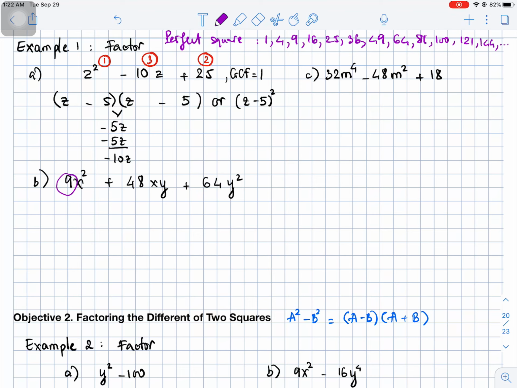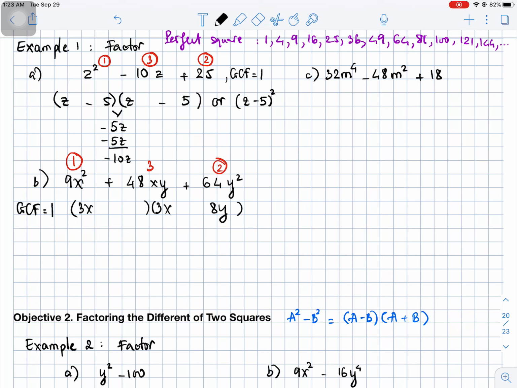Look at problem B, and you can see that 9 and 64 are perfect square numbers, right? So you notice that in this problem we may get the two parentheses the same, just like problem A. You notice that the GCF is 1. We don't have a number that goes into 9, 48, and 64. Then we do steps 1, 2, and 3.